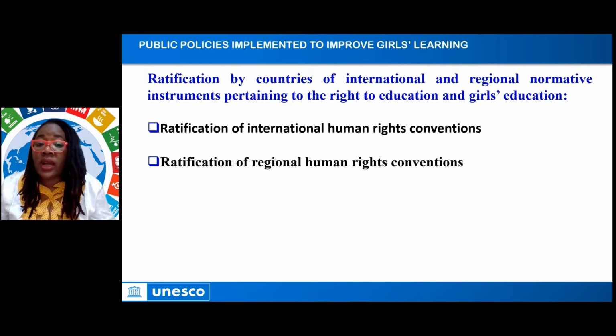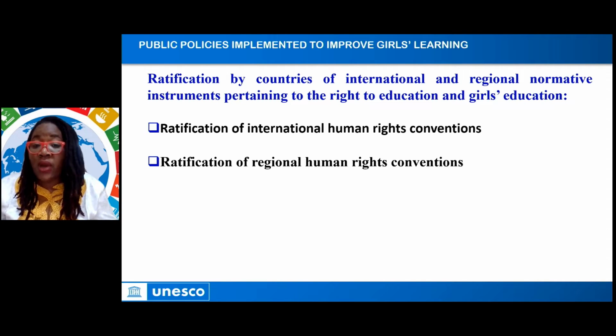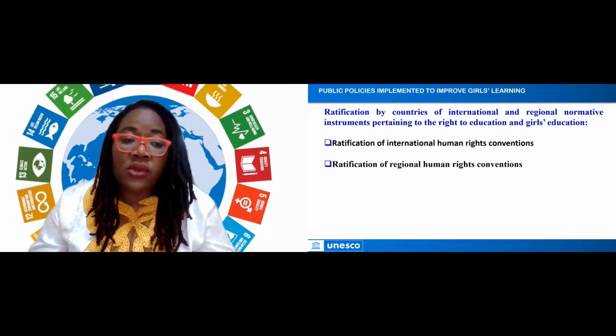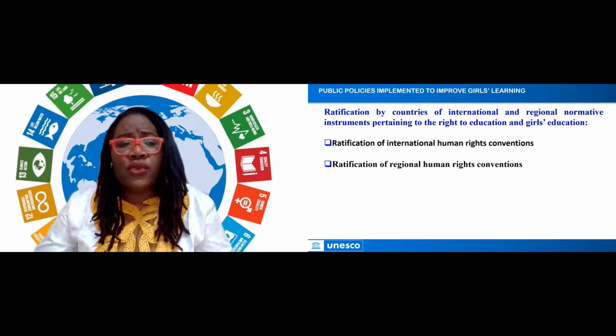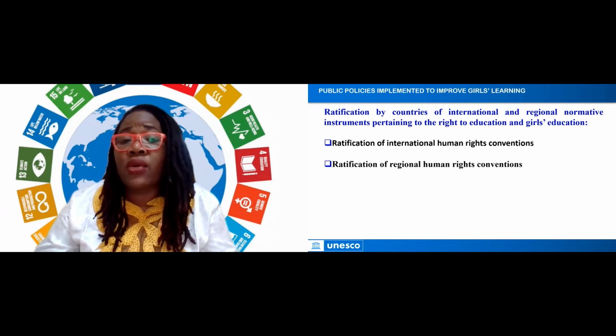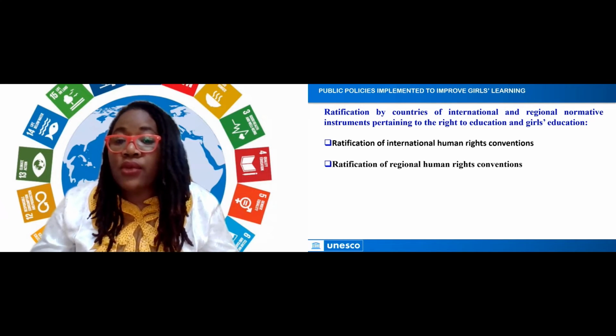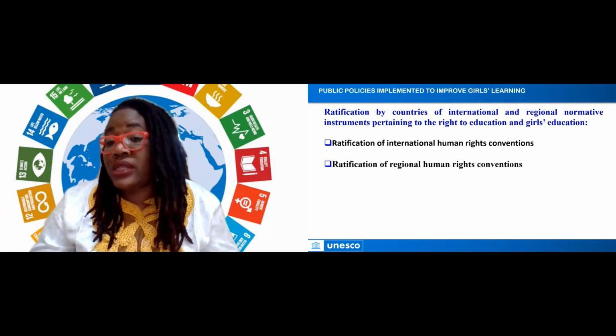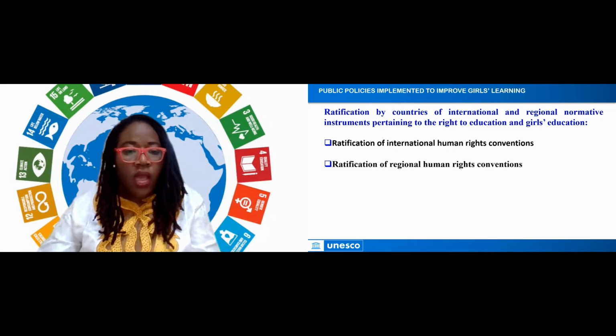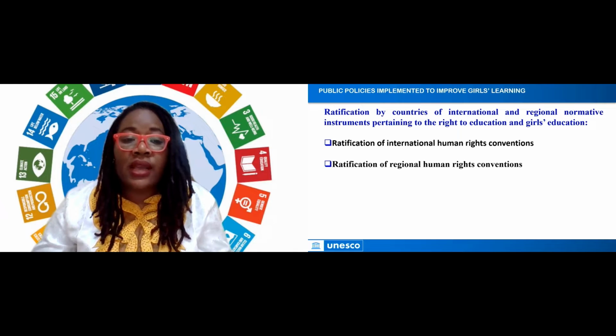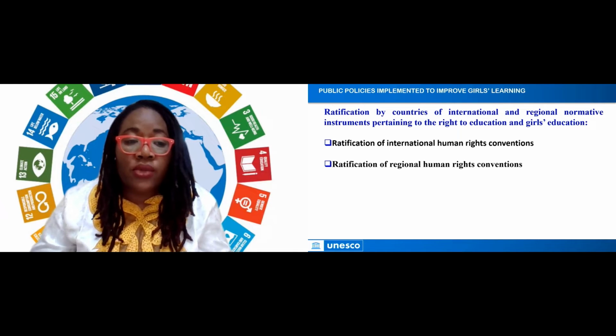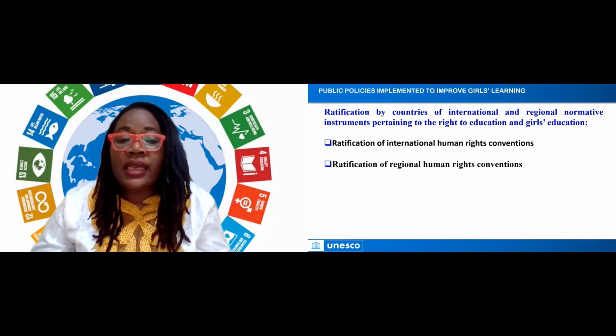Many West African and Central African countries have ratified a number of conventions. For example, the one on elimination of all forms of discrimination toward women, 1979. Also, the Convention on the Rights of Handicapped Persons, 2006. And there's also the UNESCO Convention on the Fight against Discrimination of 2016.